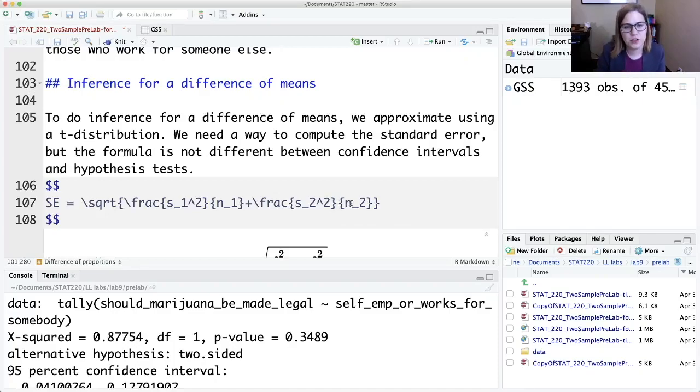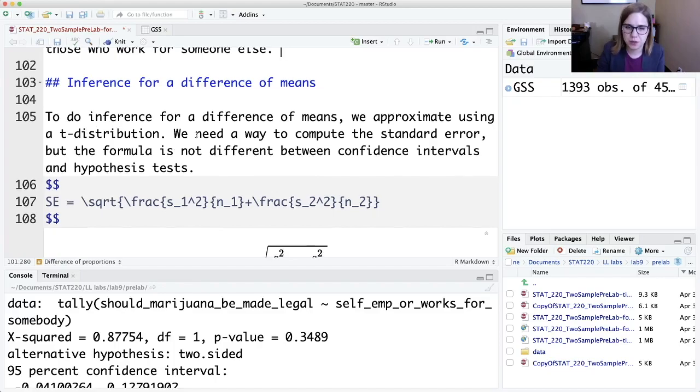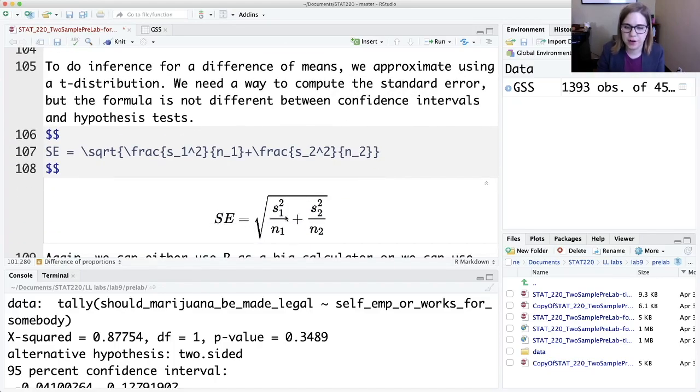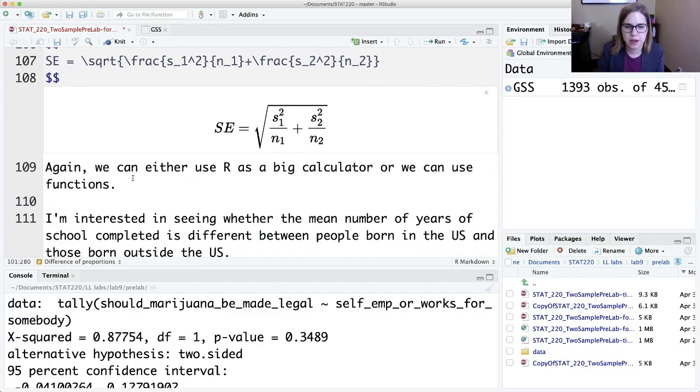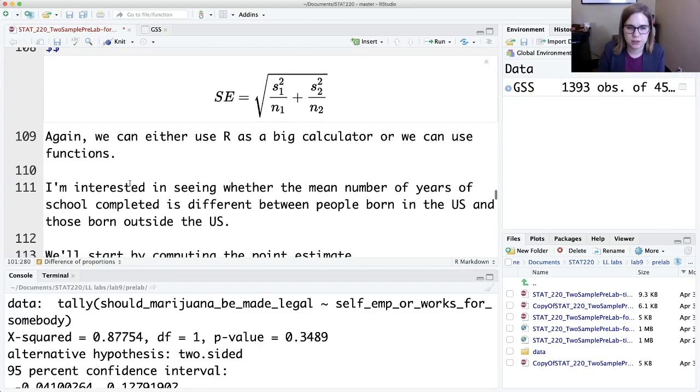All right, now we're going to do inference for a difference of means. When we do this, we're using a t-distribution. We're computing the standard error, but it doesn't change between the confidence interval and the hypothesis test. And we could either use R as a big calculator, or we can use some functions.